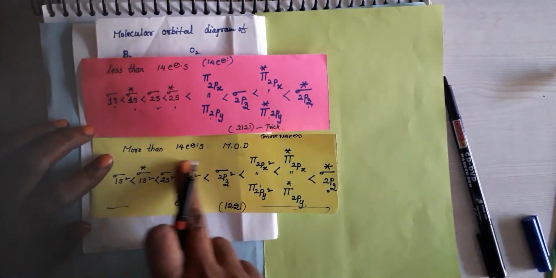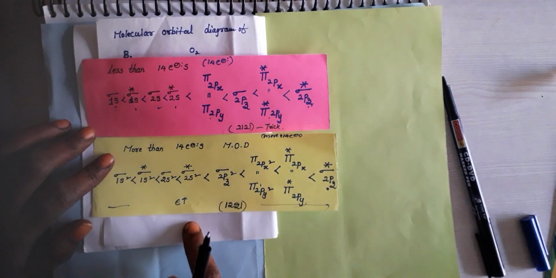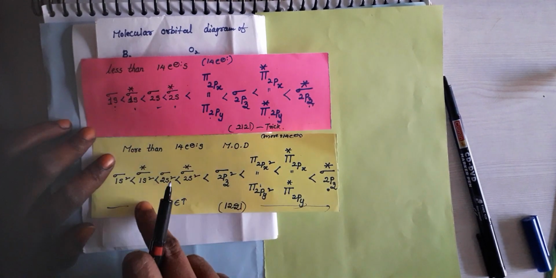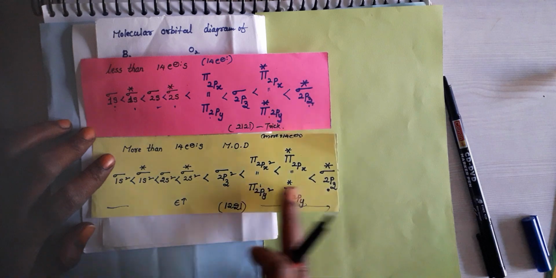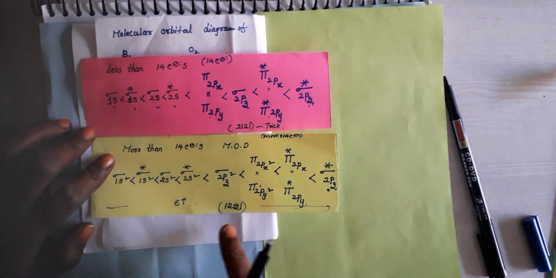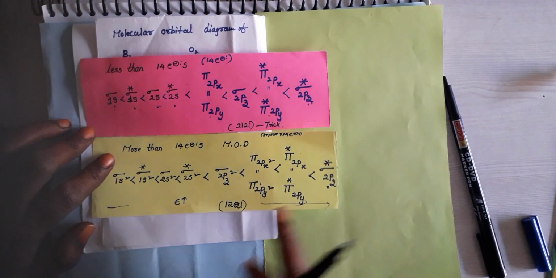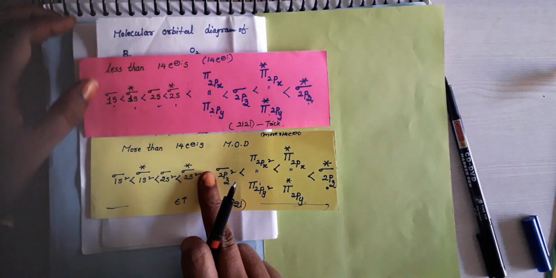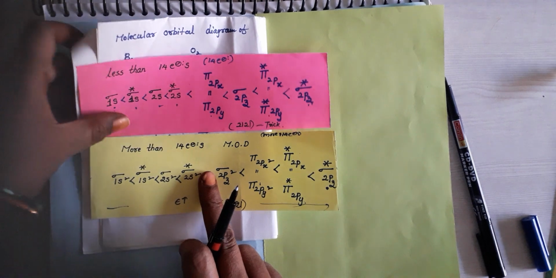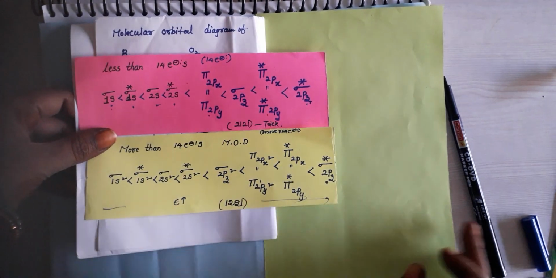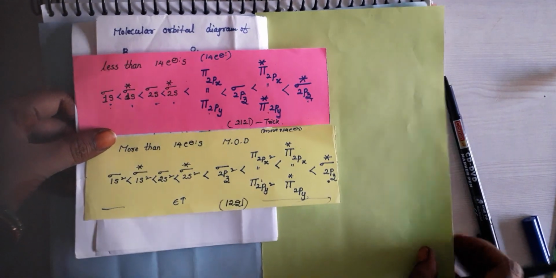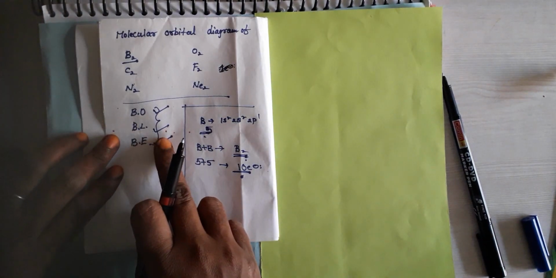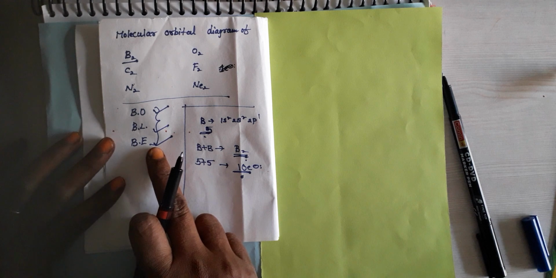Next, this one is for more than 14 electrons. Up to here the two are the same, just the variation here: the 2 1 2 1 trick, and here the 1 2 2 1 trick. I explained these two topics in the previous video, but here we are discussing only the valency electronic configuration, based on which I want to explain bond order, bond length and bond energy relationship.